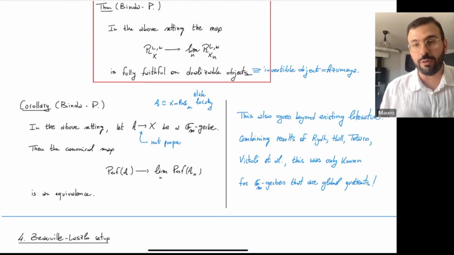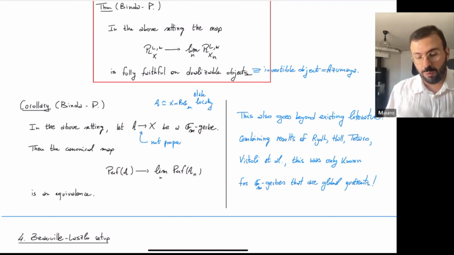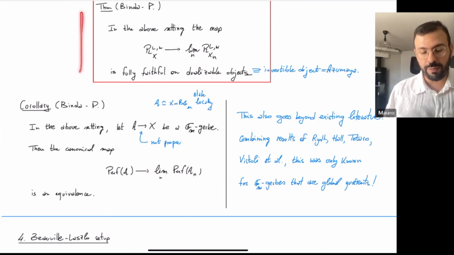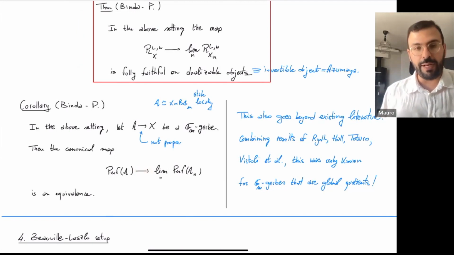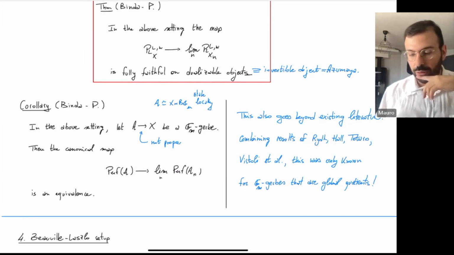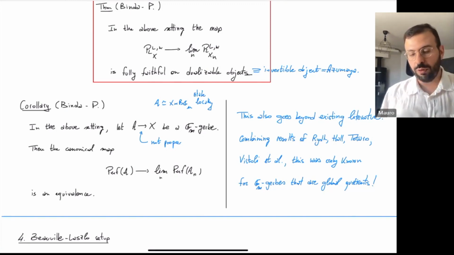So the classical Grothendieck existence theorem does not apply for this group, for this scheme A. And so we could look at this canonical comparison map, but a priori there is no reason to believe that it's an equivalence, but it actually follows from this theorem that it is an equivalence. So this fits in some line of research that has been pushed by Reed and all, but it goes beyond what was known in the literature.